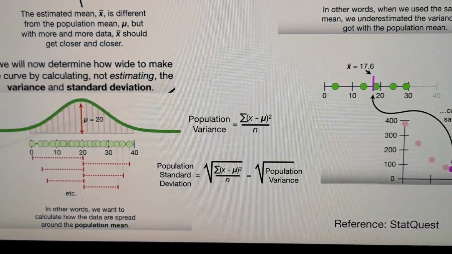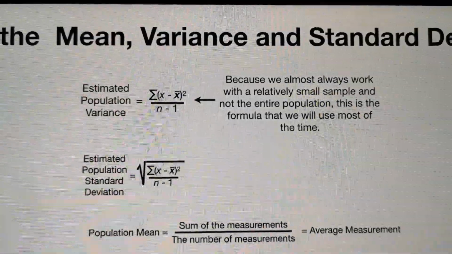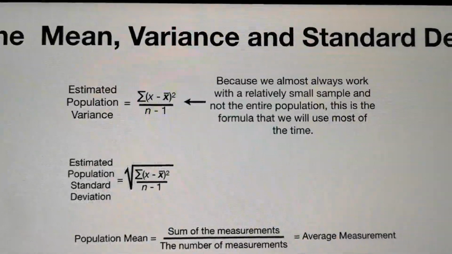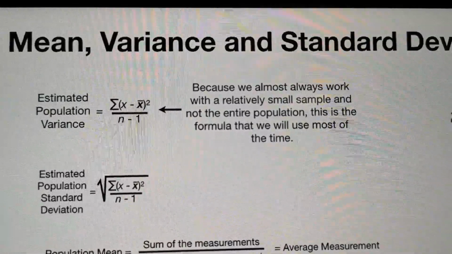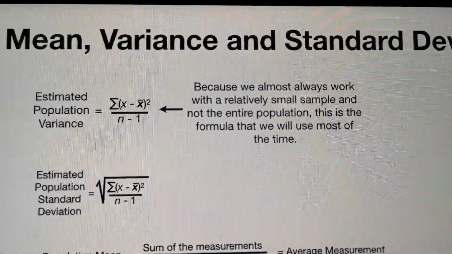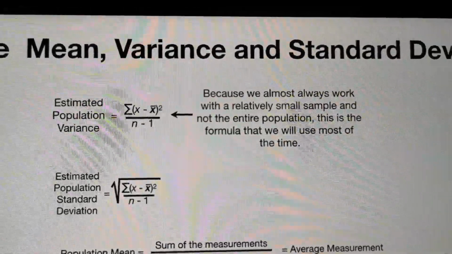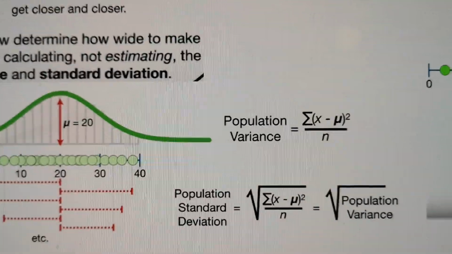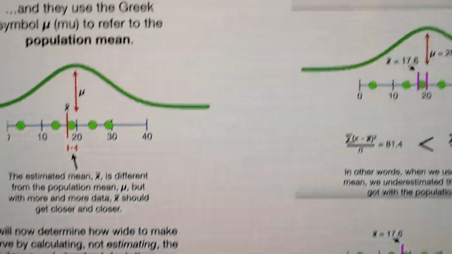That's the formula. For the estimated version, we just change mu to x bar to get the estimated variance and the estimated standard deviation. Because we almost always work with a relatively small sample and not the entire population, this is the formula we will use most of the time. The difference is that here it is divided by n minus 1, and if you compare, the other one is divided by n. We can talk about why it's minus 1 in the future.